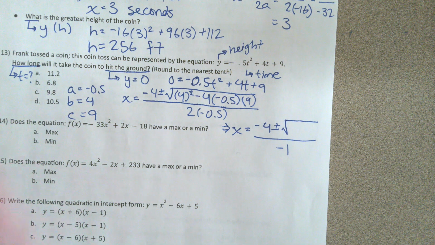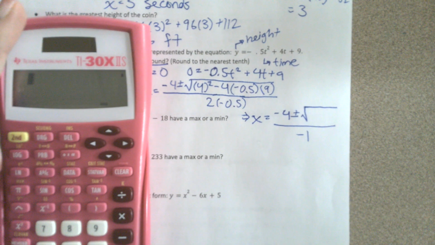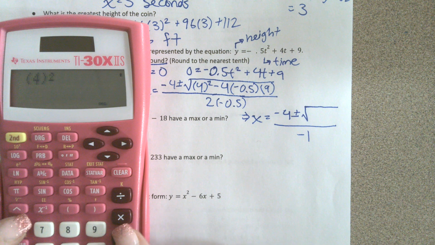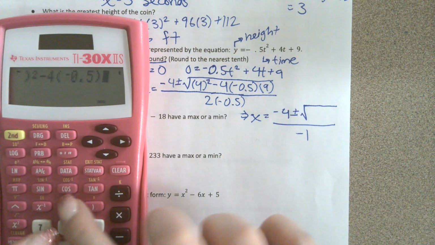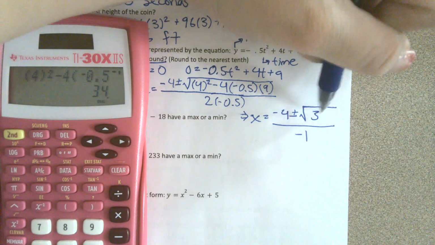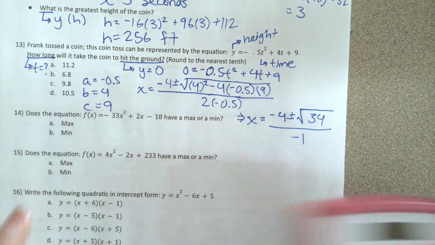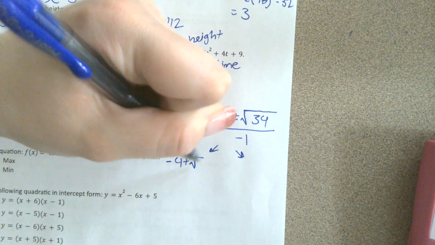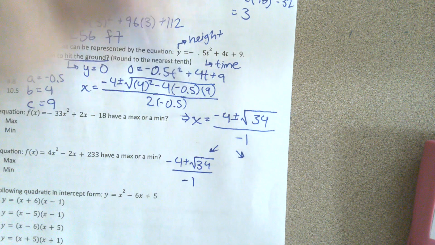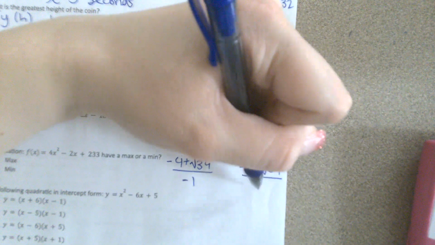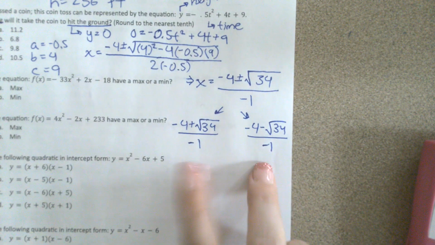Okay, calculator. 4 squared minus 4 times negative 0.5 times 9 is 34. Now we get our two equations: negative 4 plus the square root of 34 over negative 1, and negative 4 minus the square root of 34 over negative 1. And then we're going to get our two answers down here.